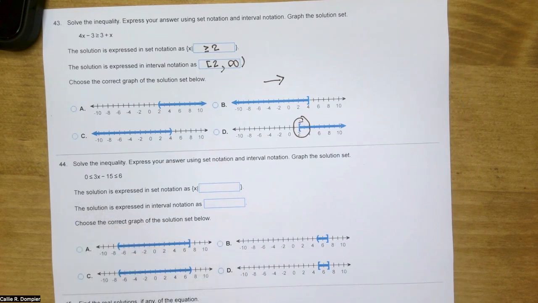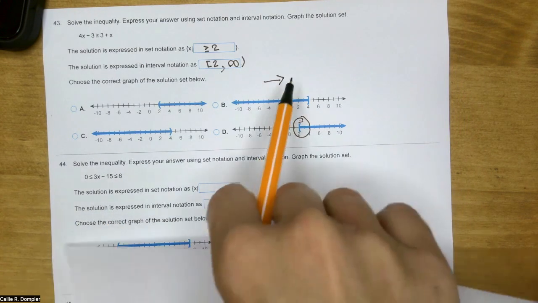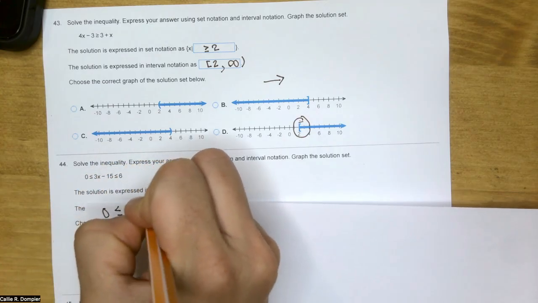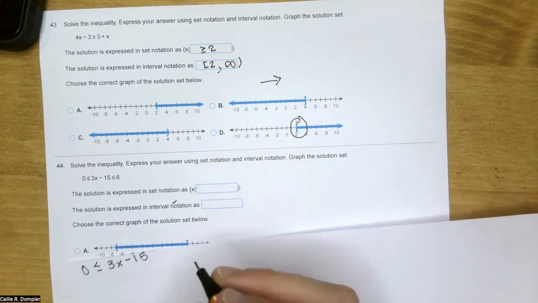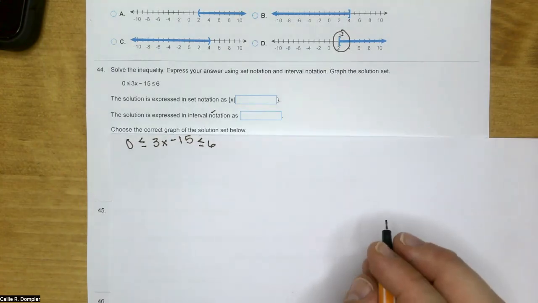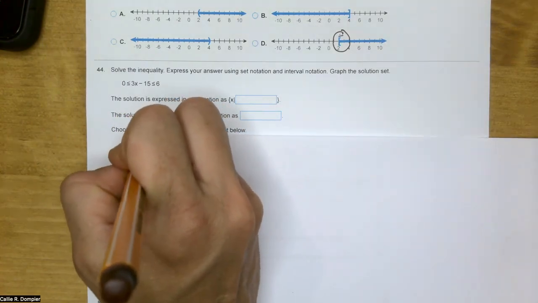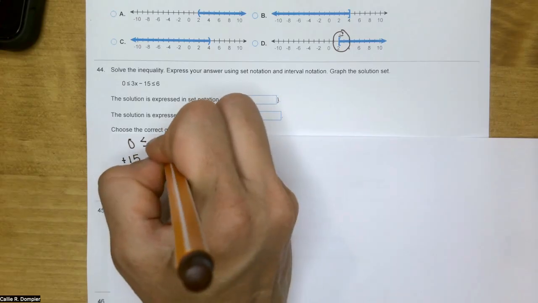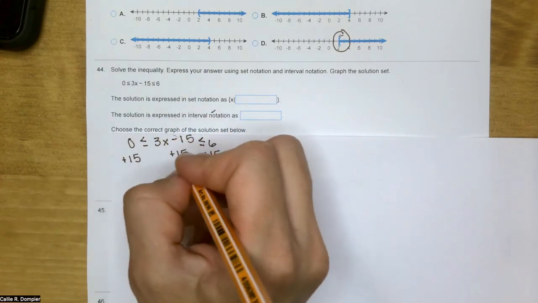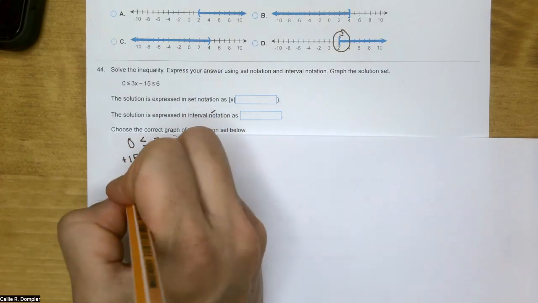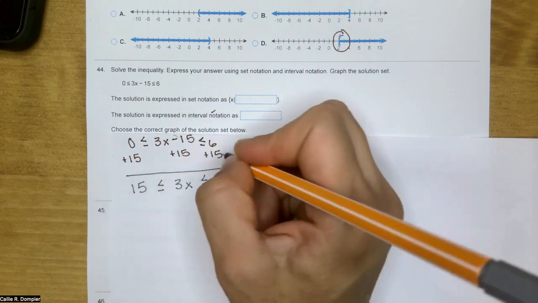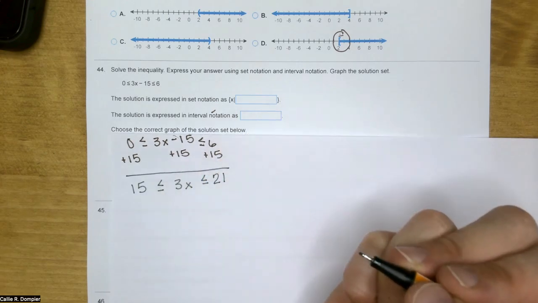Okay. Here we've got 0 is less than or equal to 3x minus 15, which is less than or equal to 6. Good. I'm going to add 15 to all the sides because these are just like an equal sign. Anything you do to this part, you have to do to the other two parts. So now I've got 15 less than or equal to 3x, which is less than or equal to 15 plus 6, which is 21, I think.